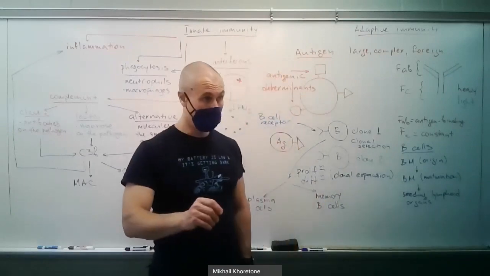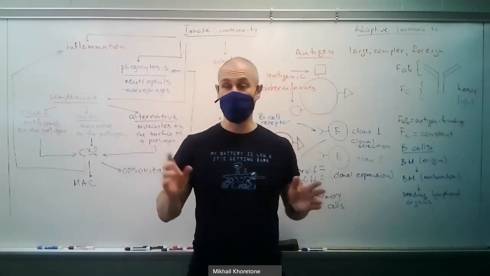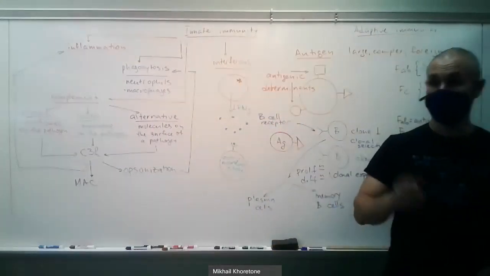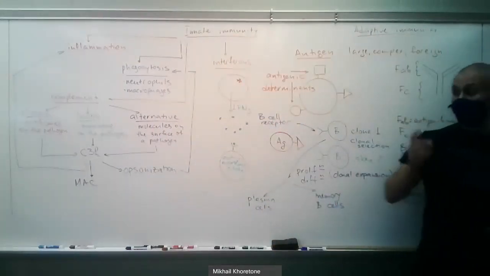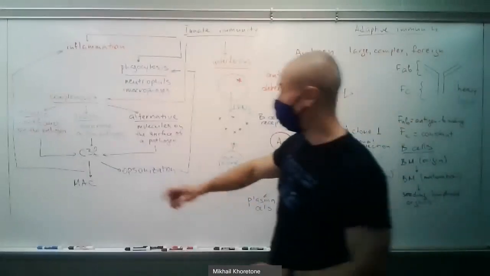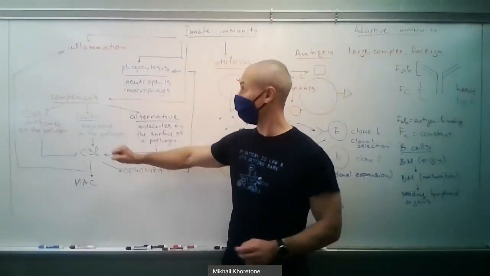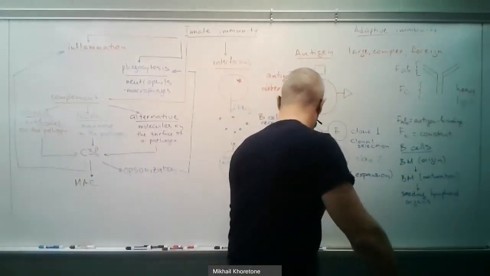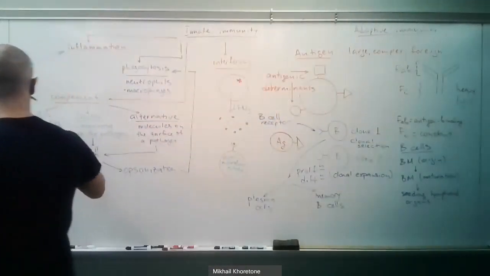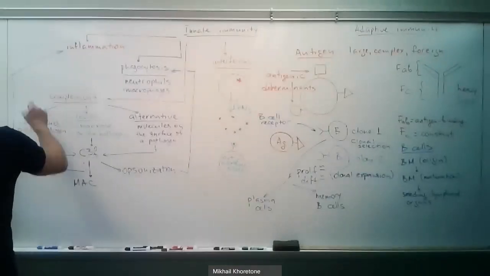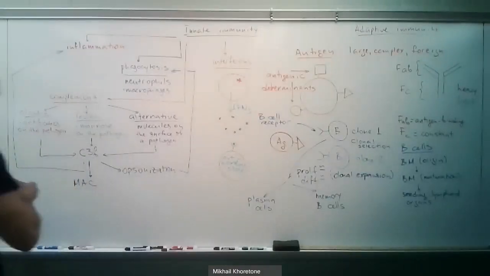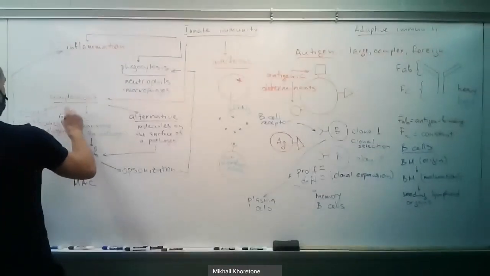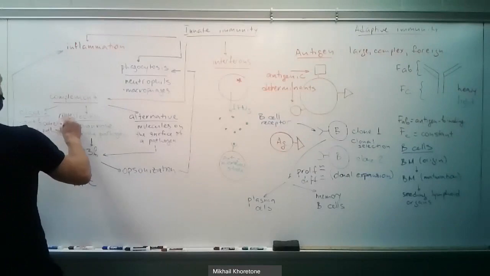IgM is a massive first response antibody. It's a pentamer, five molecules together, the first response. IgM can activate complement, here, by the classic complement pathway. And another type, IgG.